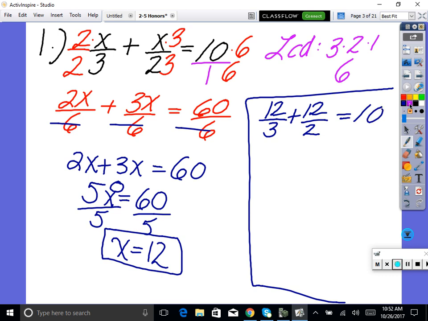Now you could use your calculator, but this one we can just do by thinking about it because it's easy. So this is 4 plus 6, equals 10. Does 10 equal 10? Yeah. True statement. So x equals 12 was not extraneous because it's true, that worked. That made it a true statement. Pretty easy, right? Let's do another one.